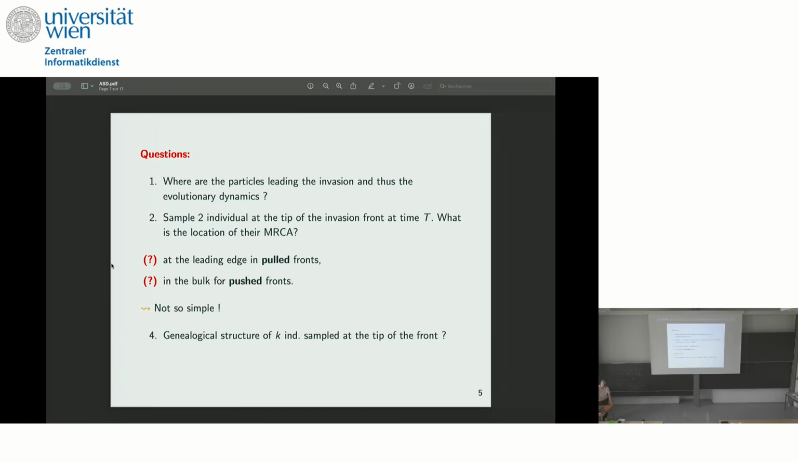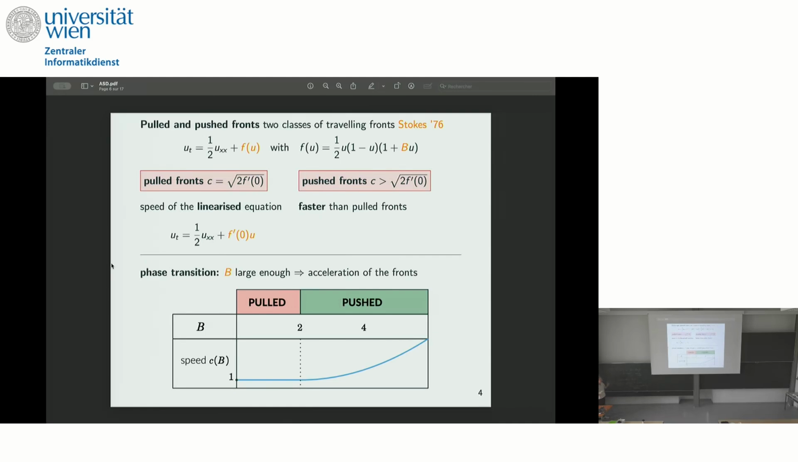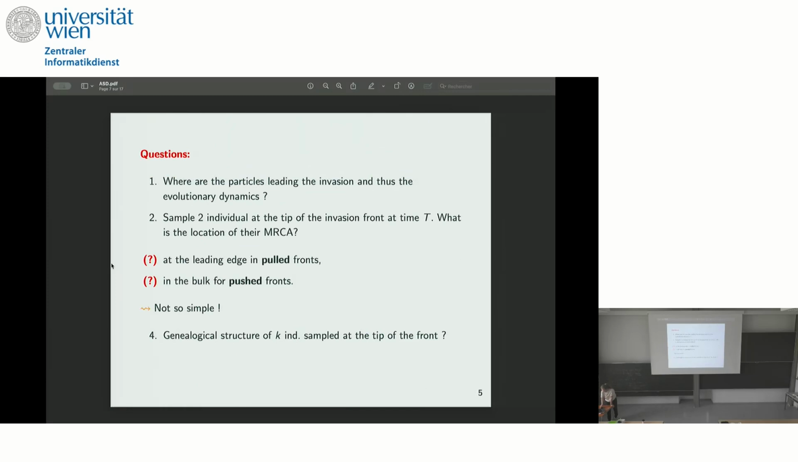So we don't have particles yet. We'll see it in a minute. Yes, again, based on this phase diagram, we would like to say, okay, in the pulled regime, I conjecture that the individuals or the particles that lead the invasion are at the tip, whereas in the push regime, they should be in the bulk. But we can't conclude from that because there are no particles. And it turns out that it's also not so simple.